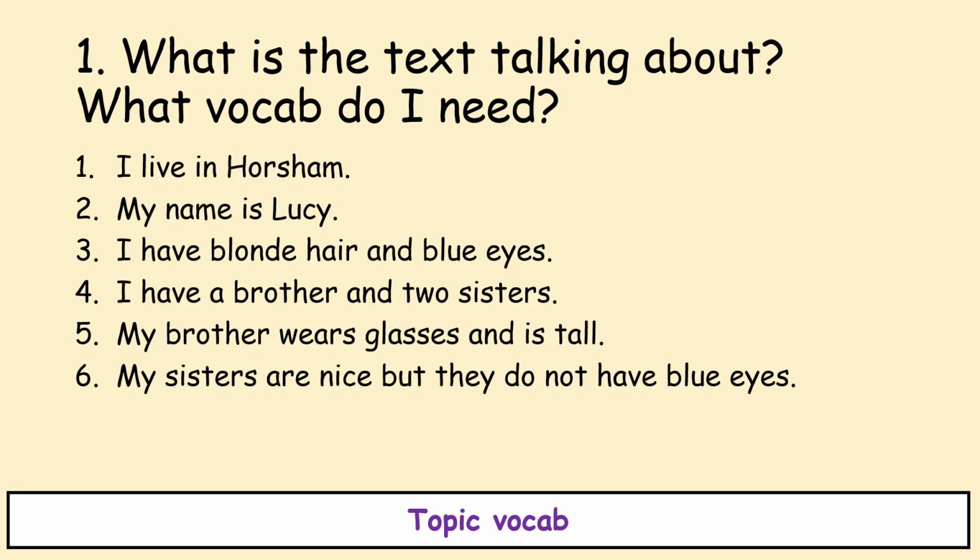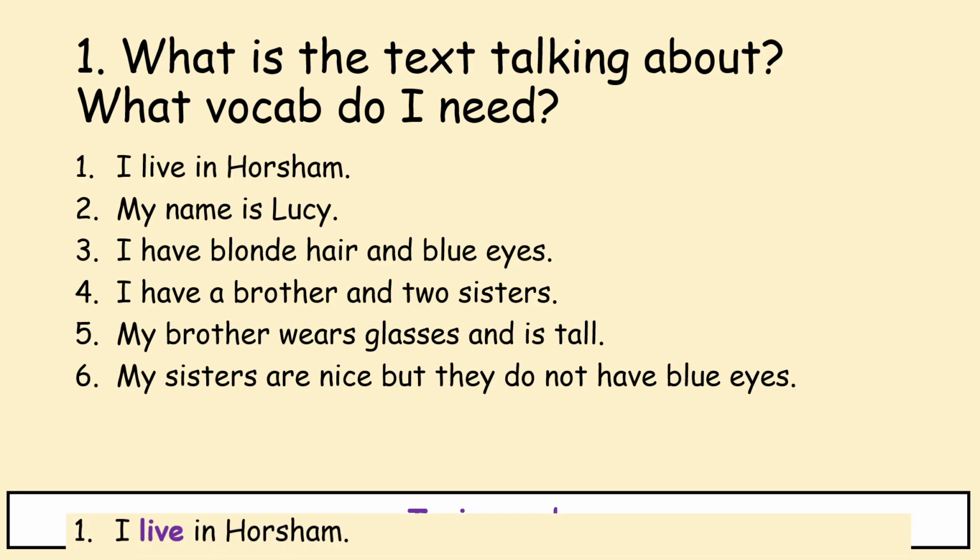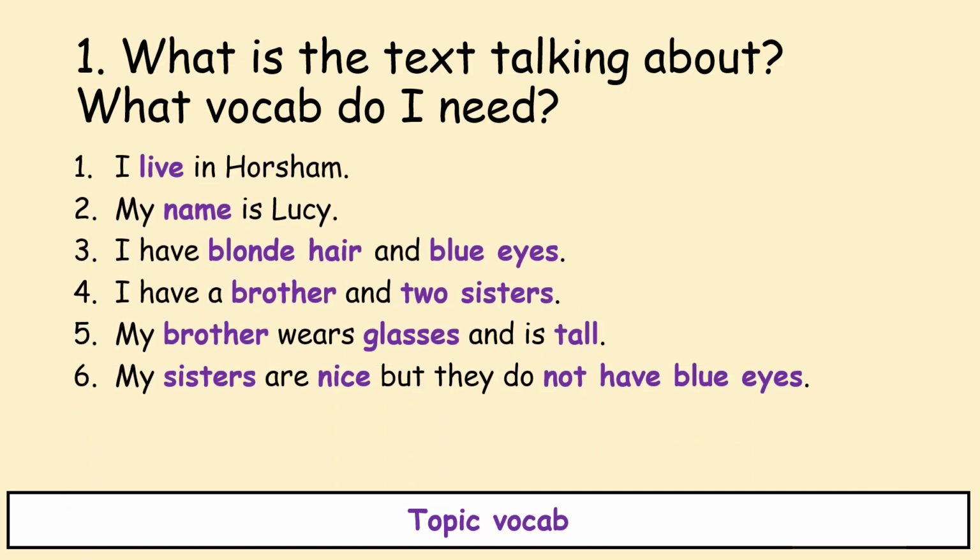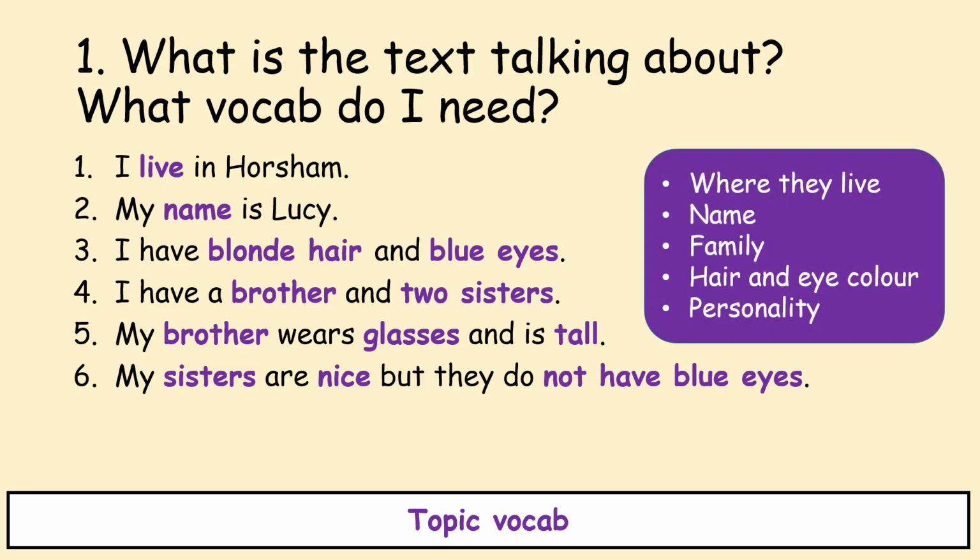I am going to highlight the words in purple with what is the topic vocab. And here we have, so number one, it's live. We're talking about a location where we live. Number two, name. Number 3, blonde hair, blue eyes. We've got family members in number 4, 5 and 6. But in number 5, we're describing the brother a bit more, and we're describing the sisters a bit more in number 6. So this is a summary of the vocab that you would need in Spanish to translate these sentences.